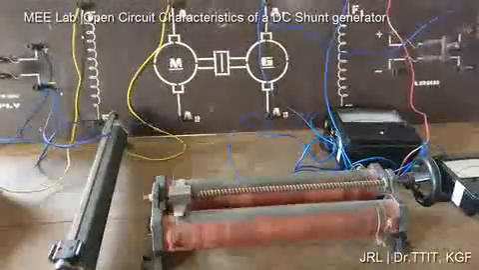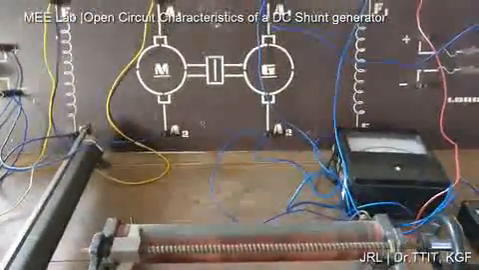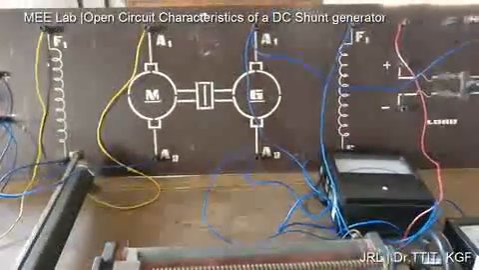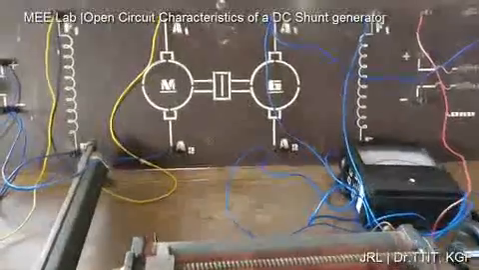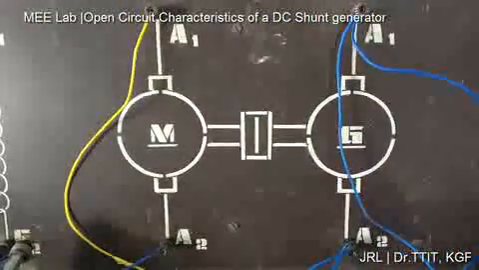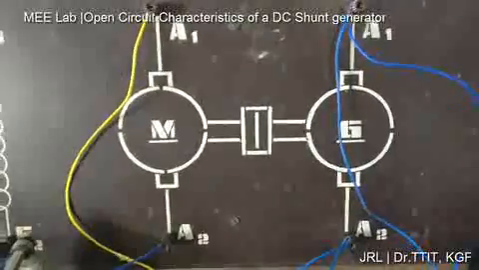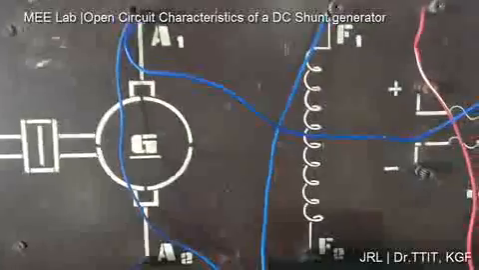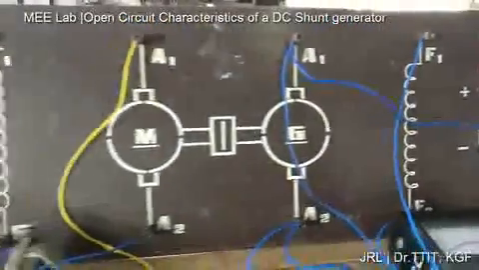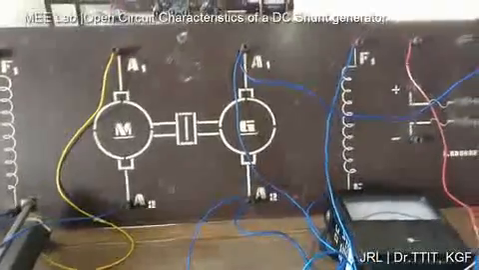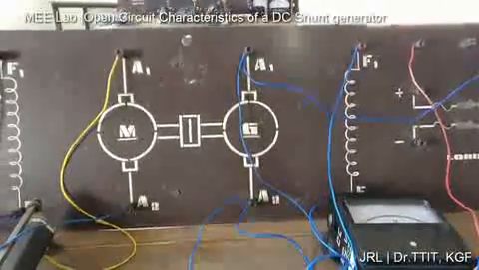This is the experimental setup for the open circuit characteristic of a DC shunt generator. So this is a motor generator set. Motor and generator are mechanically coupled. On the left side we have the motor, and on the right side we have the generator. Both motor and generator have mainly two parts: one is the armature and the other one is the field windings.